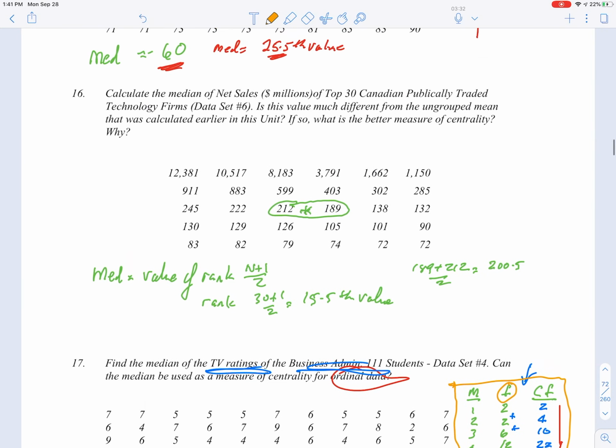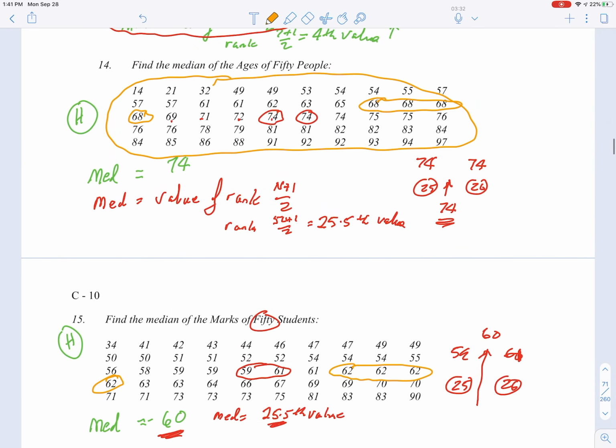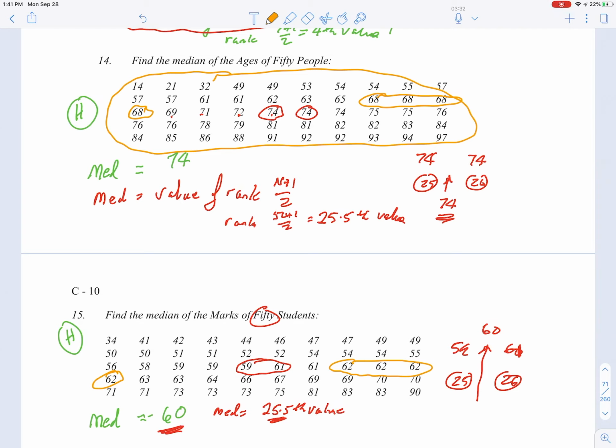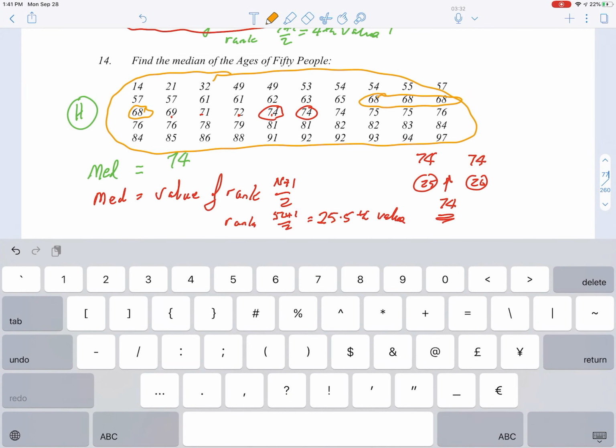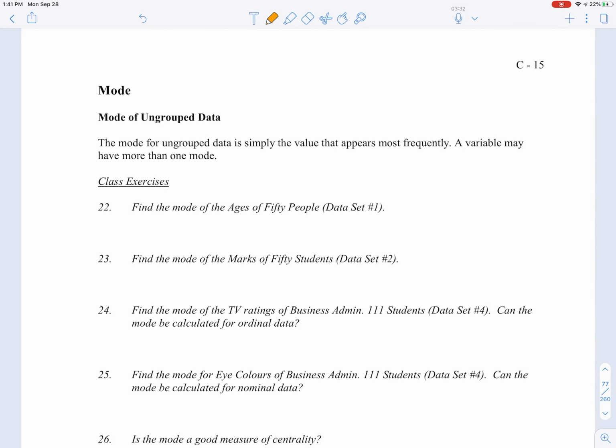And then back up here, when we were taking a look at these types of data, the ages of the 50 people and the marks of 50 students, these are interval data. And so you can calculate a mode for those. So I'm going to go back to page, I think it was 77 here in my book. So page C15, and we're going to fill these in. So taking a look at the ages of 50 people, what we found was the mode turned out to be 68 with a count of 4.